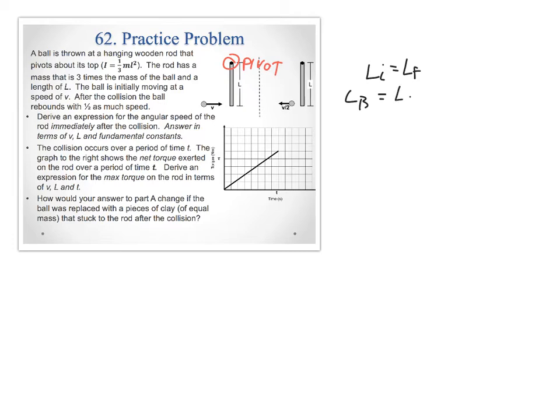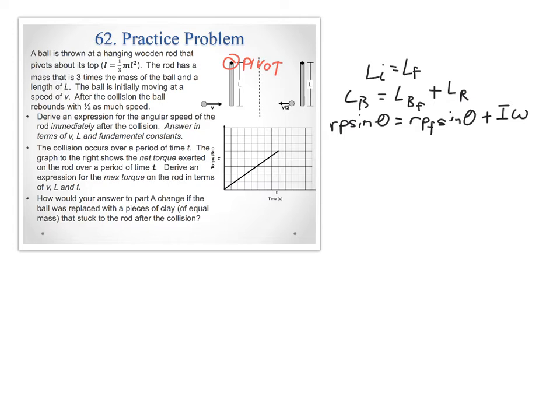Initially we have the angular momentum of the ball. Afterwards we have the angular momentum of the ball, its final, plus the angular momentum of the rod, because both are going to have angular momentum, both are going to be moving and rotating afterwards. So we're going to bring in our equation that we just learned for the ball. Its initial angular momentum is r p sine theta. Its final is going to be r times its final momentum times sine theta plus the angular momentum of the rod, which is going to be I omega.